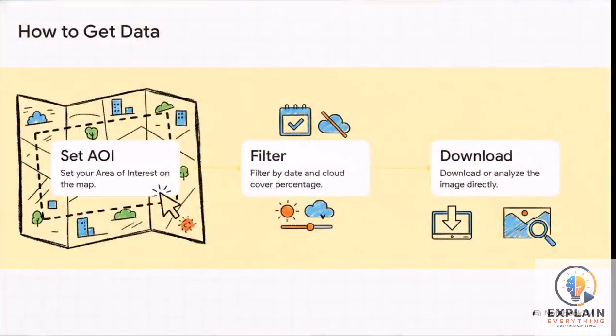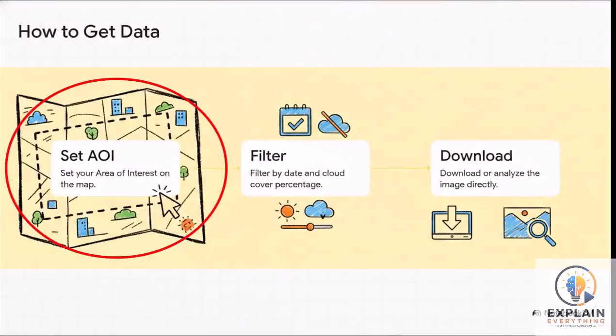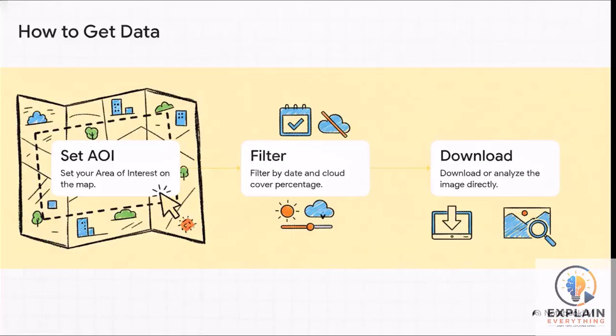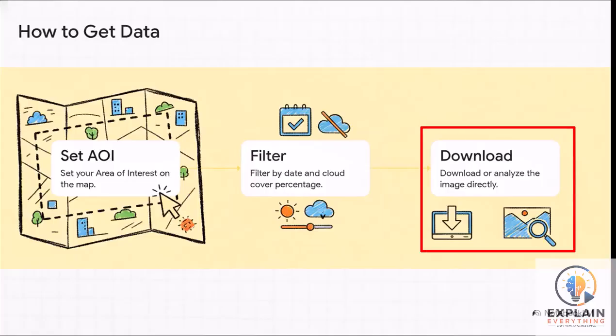Getting your hands on this data is pretty much as easy as using a standard map app on your phone. Step 1, you just set your area of interest by drawing a box on the map. Step 2, you filter by your desired date range and, this is key, tell the system to filter out days with heavy cloud cover. And Step 3, you just hit download or use their built-in tools to analyze the image right there on your screen.